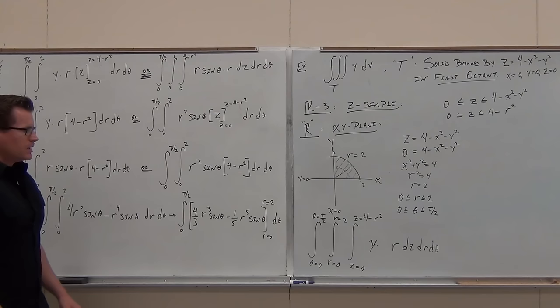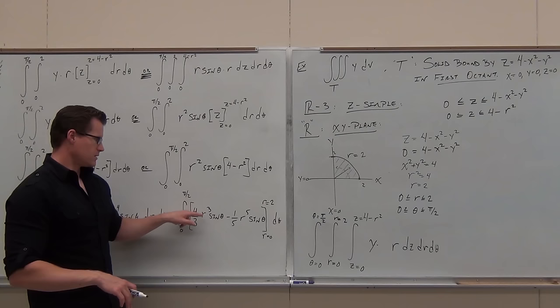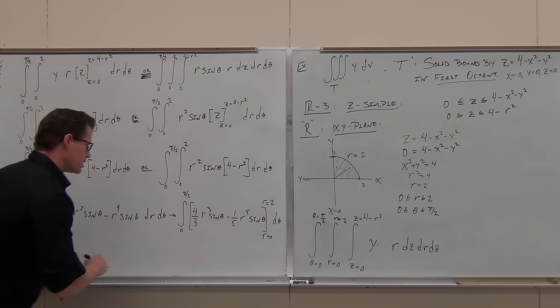If we plug in, this is so nice, I love plugging in zeros. If we plug in zeros, that's all going to be gone. If we plug in 2, we're going to get, let's see, 32 over 3, and that's going to be 32 over 5.